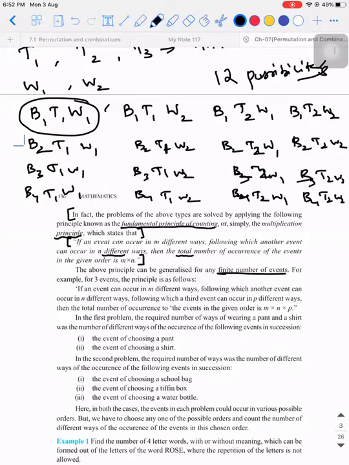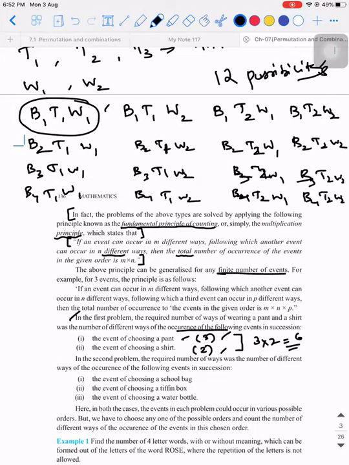So that is what they have explained with the above problem. In the first problem, the required number of ways of wearing a pant and a shirt was the number of different ways of occurrence of the following events in succession. The event of choosing a pant: in how many ways can you choose a pant? 3 ways. In how many ways can you choose a shirt? 2 ways. So this event has 3 different ways, this event has 2 different ways. In total, in how many ways can he complete them in order? 3 into 2, he can do it in 6 different ways.